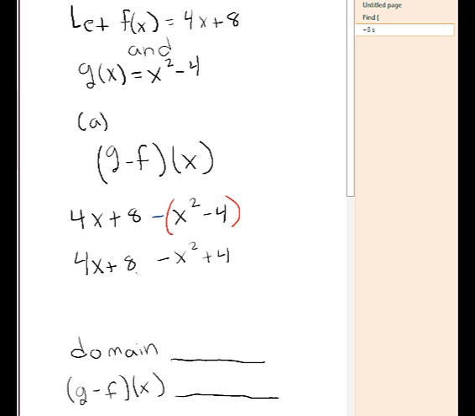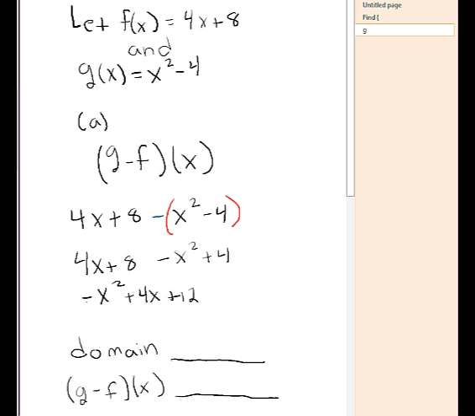And we take the highest exponent value and we place it in the front. So it's negative x squared. And then we put plus 4x. Now we have two like terms, 8 and 4. So you're going to add them together. That equals positive 12.